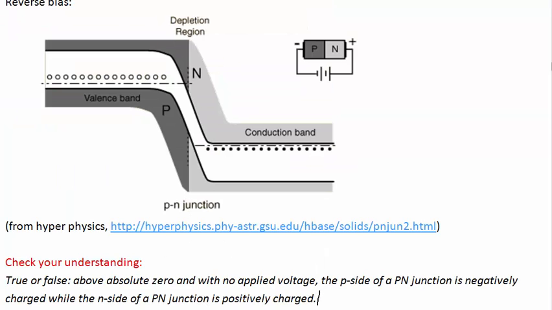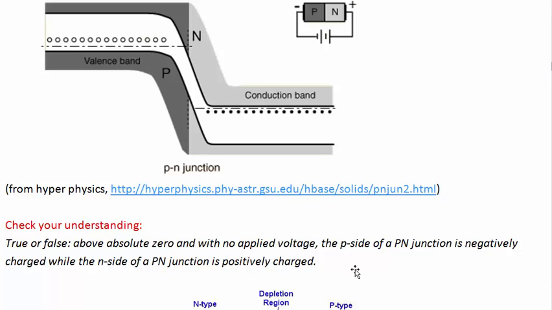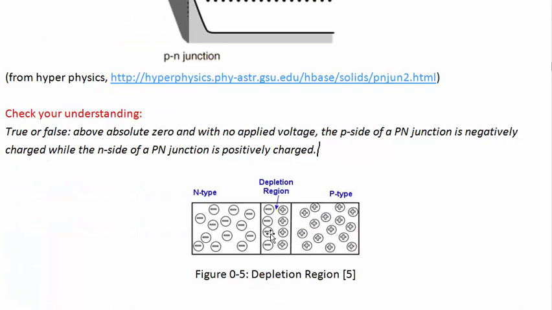Another check your understanding. True or false? Above absolute zero and with no applied voltage, the P side of a PN junction is negatively charged, while the N side of a PN junction is positively charged. Okay, think about that. All right, so here's our picture from earlier that we were working with. Here's our N side. It's got all these extra conduction electrons due to the doping, and the P side has all these extra holes due to the doping.